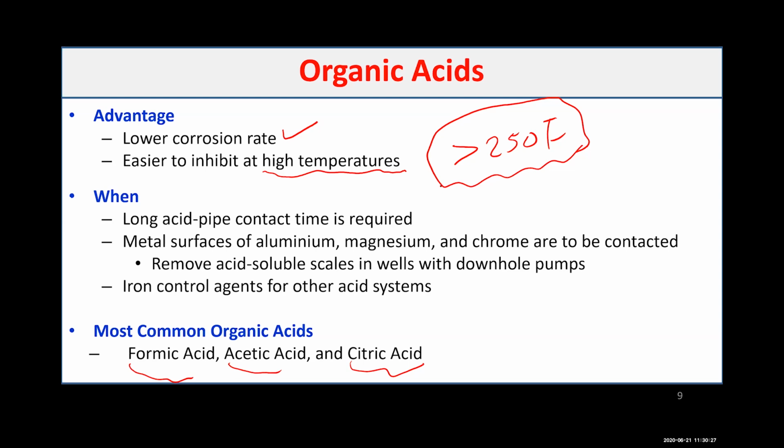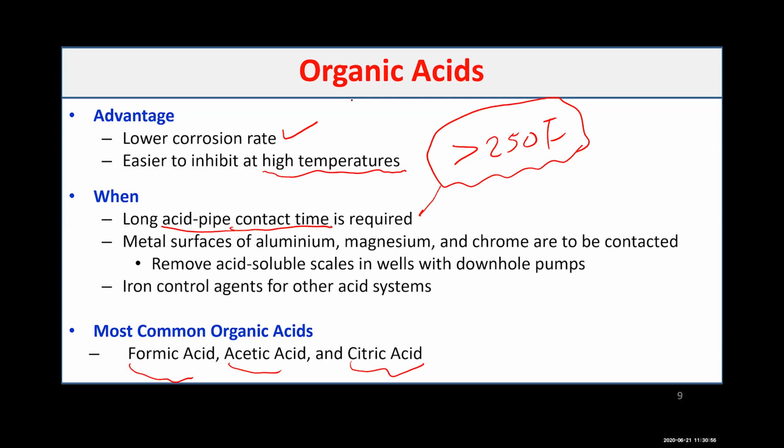Another part: if you are really pumping slowly, the contact time between your acid and pipe will be high. So for example, in some cases, you might expect a day or a couple of days of contact time between the acid and the pipe. In this case, HCl can significantly hurt your casing or your piping. So in this case, let's use an organic acid.